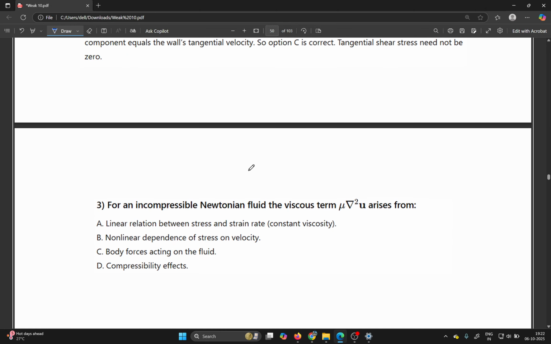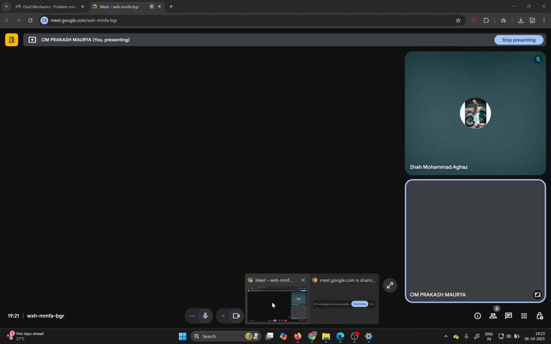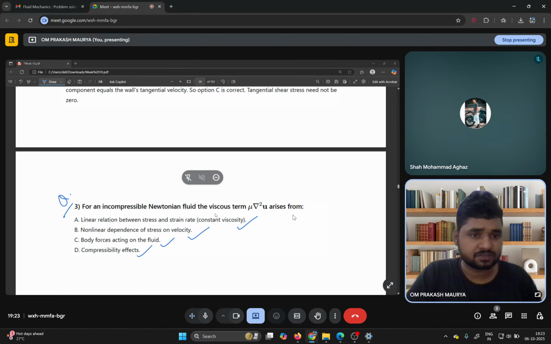Question number 3. For an incompressible Newtonian fluid, the viscous term mu del square u arises from: a linear relation between stress and strain rate, that is constant viscosity; nonlinear dependence of stress on velocity; body force acting on fluid; and compressibility effect. So these 4 options you have. Please try to think and write your answer. Within 1 or 2 minutes you can take for thinking. So please just try to write.